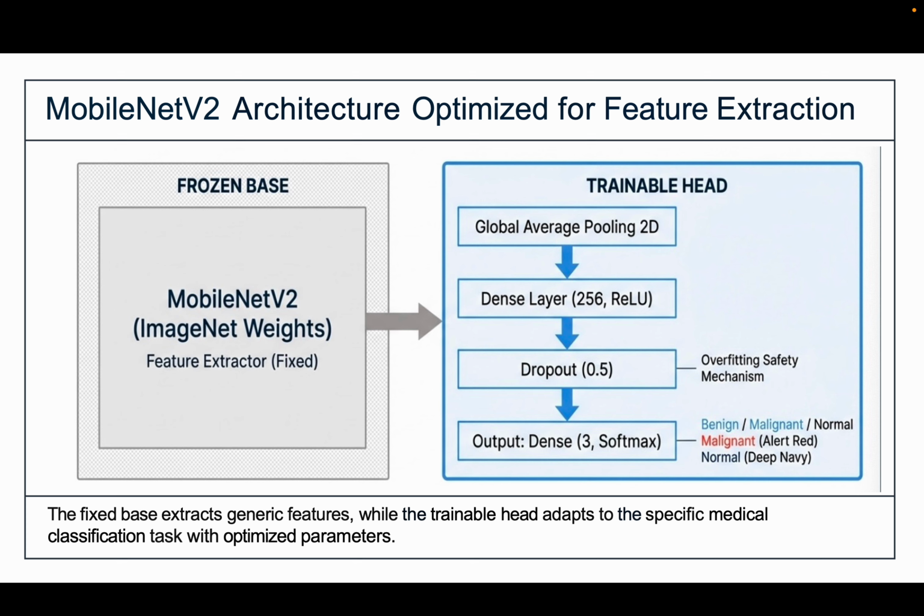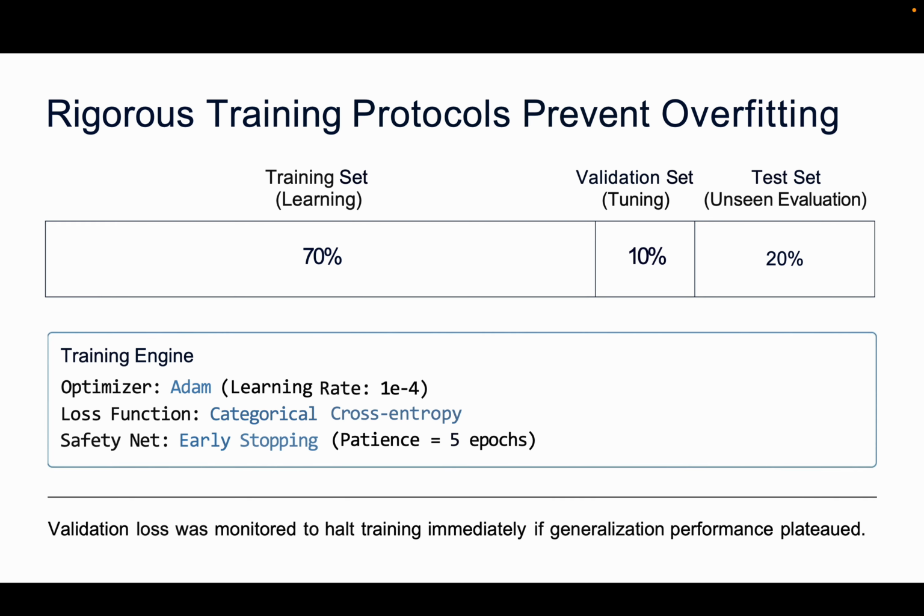On top of the base, I added a lightweight classification head including global average pooling, dense layers, dropout, and the softmax output for 3 classes. I split the data into training, validation, and test sets and used Adam optimization with early stopping to prevent overfitting.